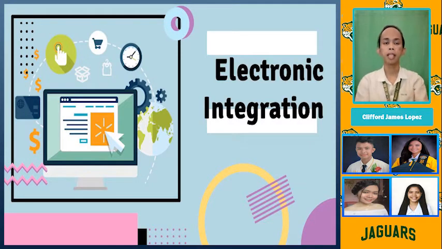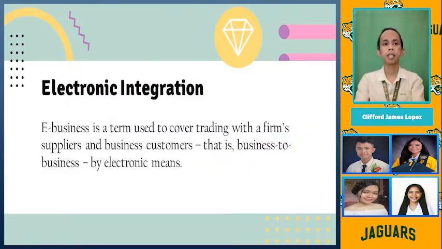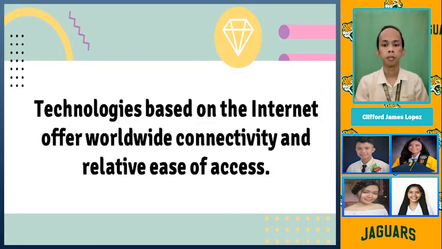Now, let's move to the next topic, which is electronic integration. E-business is a term used to cover trading with a firm's suppliers and business customers, that is, business to business by electronic means. So, a feature of business to business is the formation of online trading communities and electronic marketplaces. Such structures have been enabled by the explosion of internet technology and seek to offer cost reductions in procurement of both direct and indirect, and also in processing of such transactions.